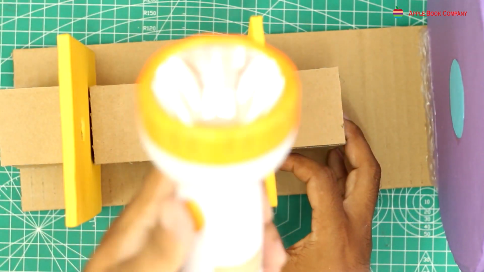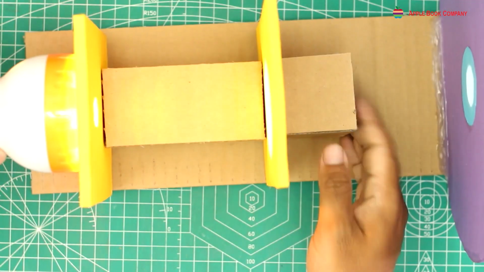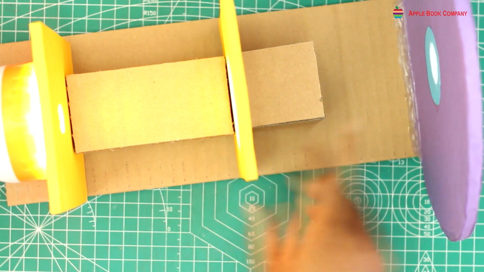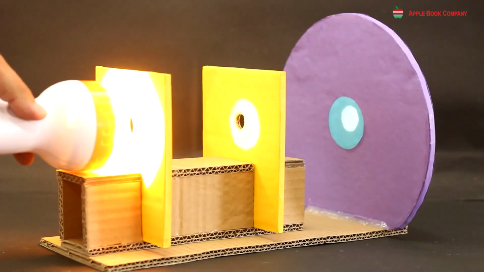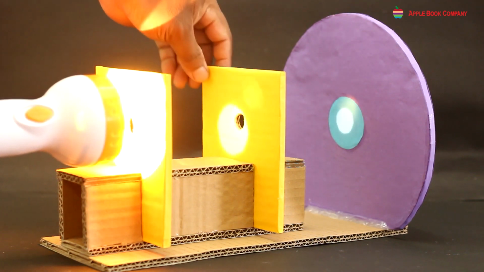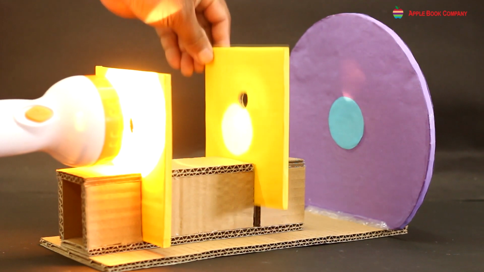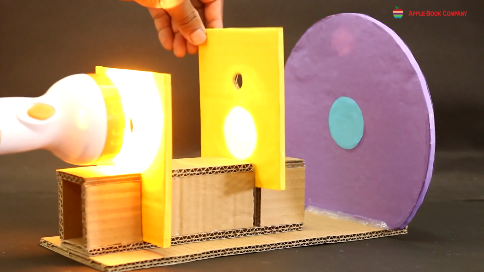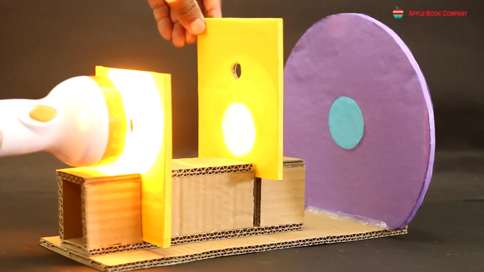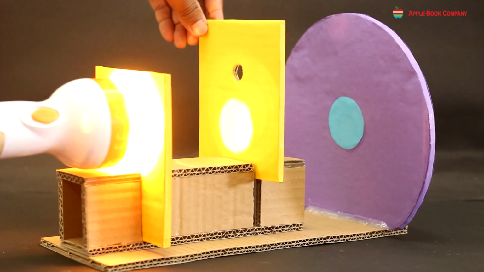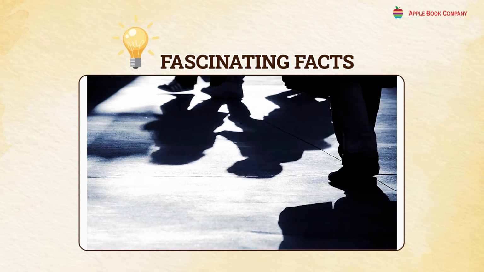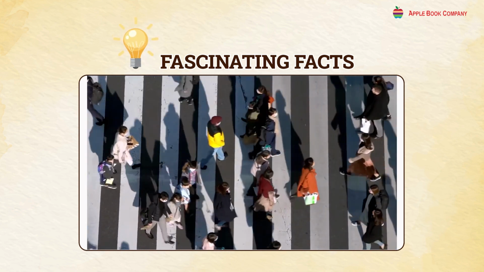Hold the flashlight in your hand so that the light falls at the hole of the first card. Do you see the light at the other end? Yes. Now raise the height of the first card. Now the hole of this card will not be aligned with the holes of the other 2 cards. Using a flashlight, once again throw light on the hole of the first card. Do you see the light at the other end now? No. Fascinating facts. Shadows are always formed in the opposite direction to the source of light.